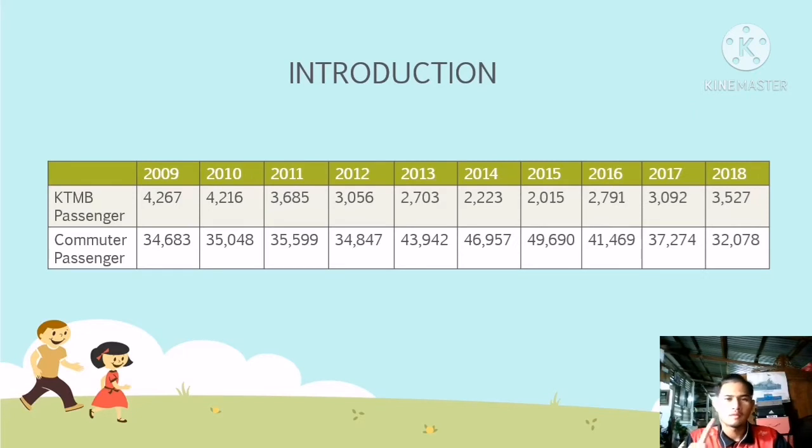For the first content, introduction, the data have been collected for the number of passengers from 2009 until 2018. For the first row, we can see the year. For the second row, we have the data about passengers using KTMB. And lastly, I have the data about passengers using commuter per year.